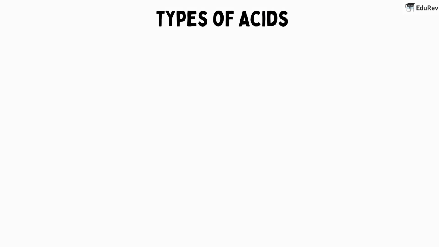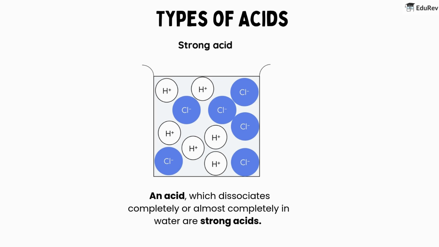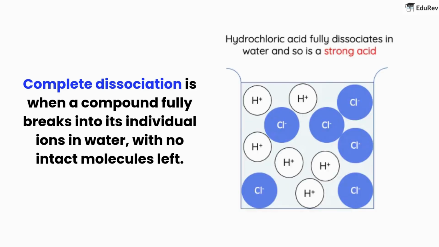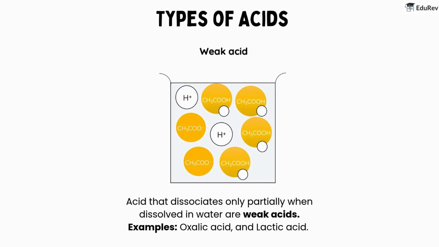Let's learn about the different types of acids. Strong acids. An acid, which dissociates completely or almost completely in water, are strong acids. So, complete dissociation is when a compound fully breaks into its individual ions in water, with no intact molecules left. Hydrochloric acid fully dissociates in water, so is a strong acid. Weak acids. Acid that dissociates only partially when dissolved in water are weak acids. Examples: oxalic acid and lactic acid.